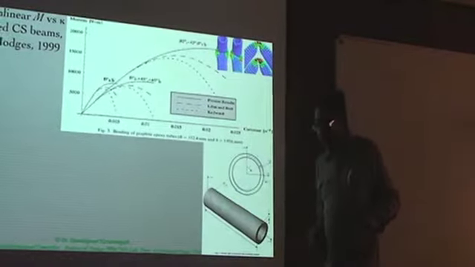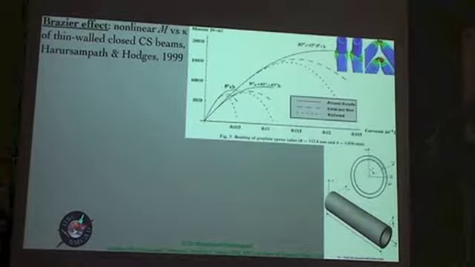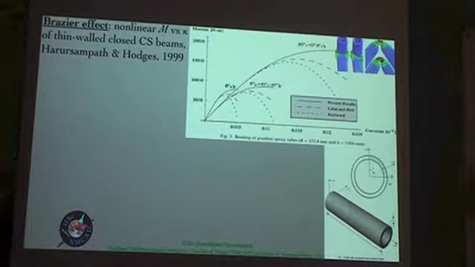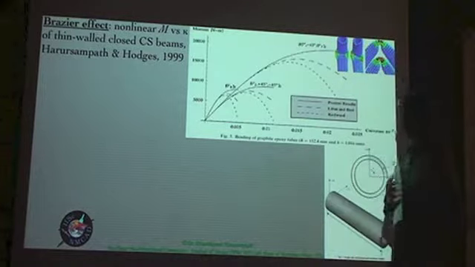Okay, let's talk a little more detail about each one of these effects that I just described in the previous slide. Start with the Brazier effect. As I said, it's a nonlinear relationship between the bending moment and the bending curvature.